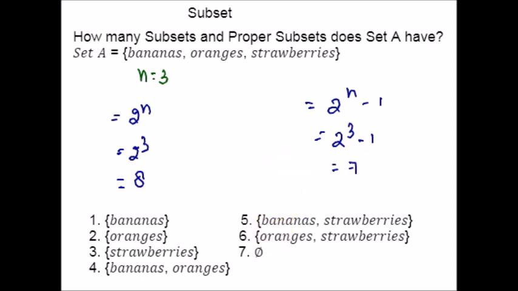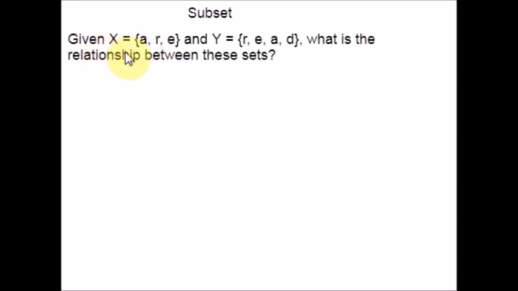Let me show one more example and explain the relationship between two sets. A set X has elements A, R, E and another set Y has elements R, E, A, D. What is the relationship between these sets? Okay, let us explain this. By looking at the elements, you can easily understand that X is a subset of Y because every element of X is also in the set Y. Am I right? So this can be denoted by X ⊆ Y.